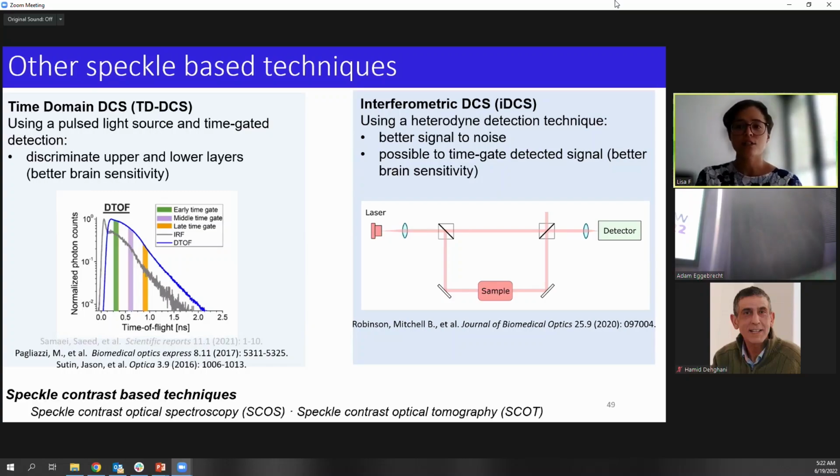Then there's a whole host of other techniques that don't measure G1 and G2 curves, so they don't directly measure the intensity autocorrelation of speckles. I've grouped them into a different subcategory, and I call them speckle contrast-based techniques. There are lots of different names and abbreviations for these techniques, but I'm going to be focusing on speckle contrast optical spectroscopy, or SCOS, as well as speckle contrast optical tomography, or SCOT.